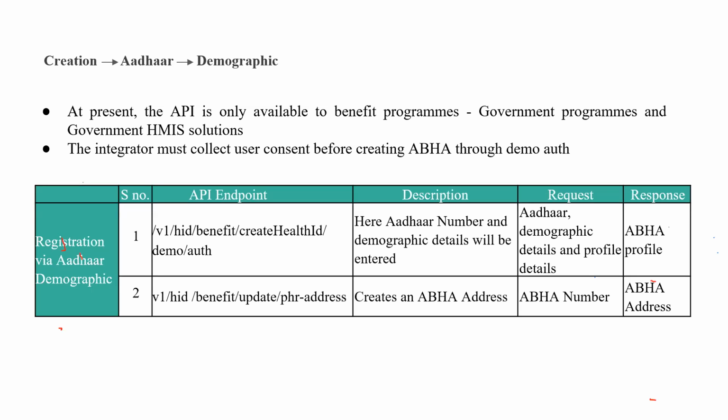Now, a couple of concerns here: why is it only open to benefit programs? It is only open to benefit programs because benefit programs work in areas of low network connectivity where OTP or biometric might not work. That is why this is only open to government partners here. Any doubts on this?